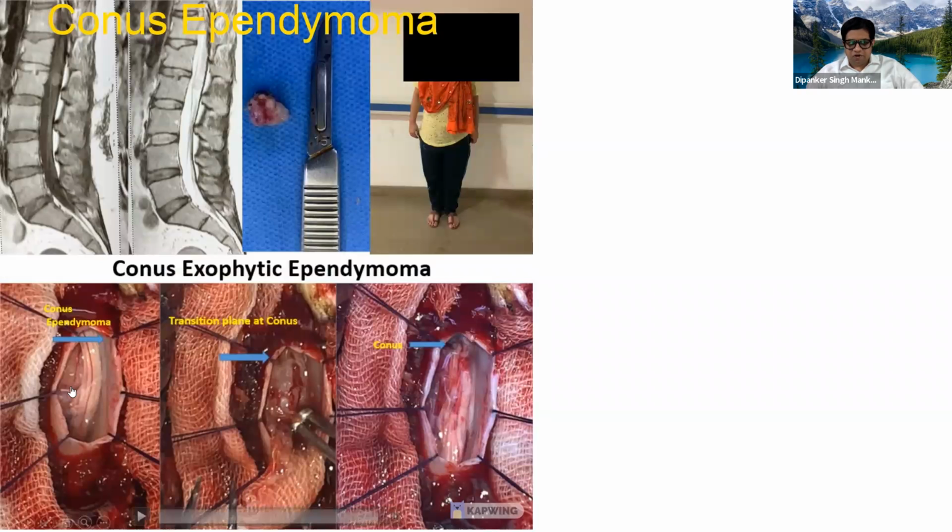I would say that it was an exophytic type of ependymoma. It was arising from the conus. You can see in the first picture, this was the tumor arising from the conus laterally and pushing all the nerve roots to one side. So I made a cleavage plane and shaved it off from the conus.